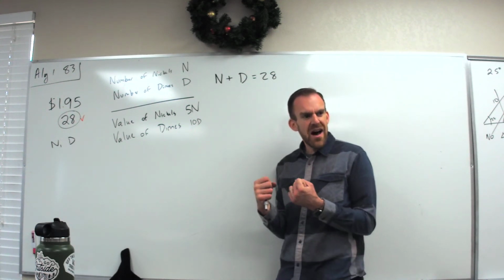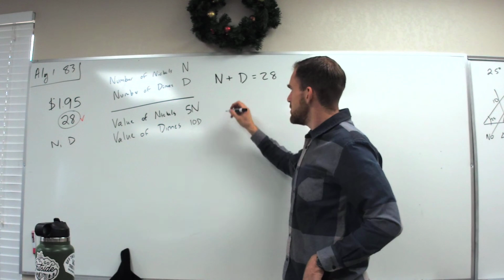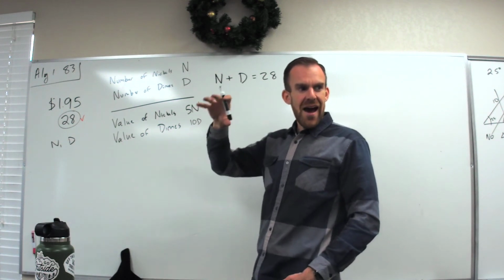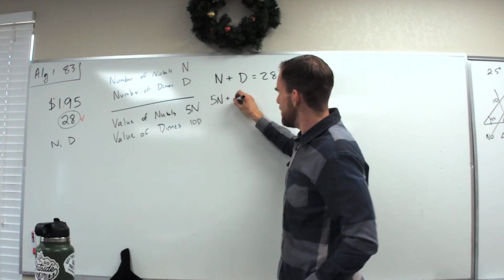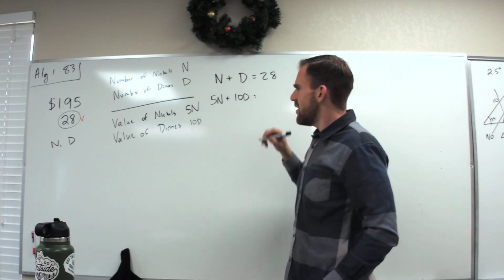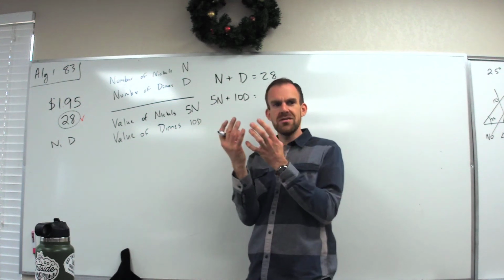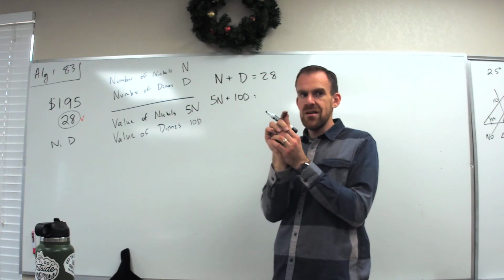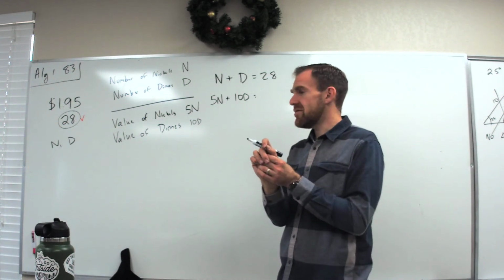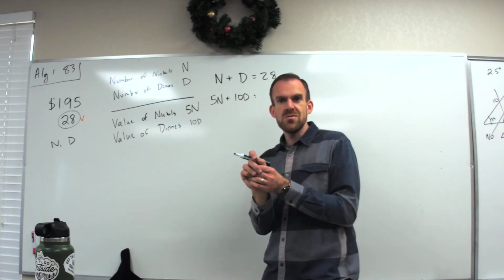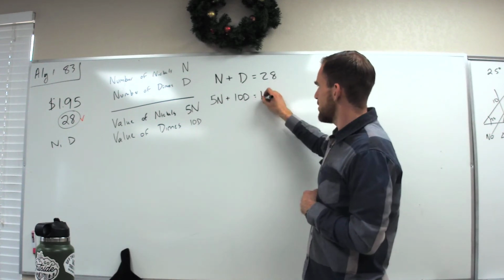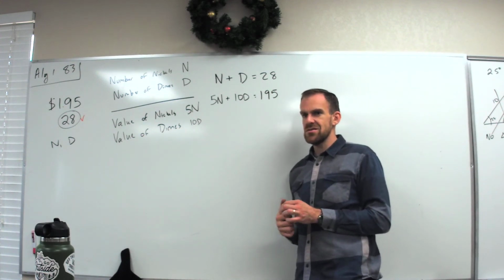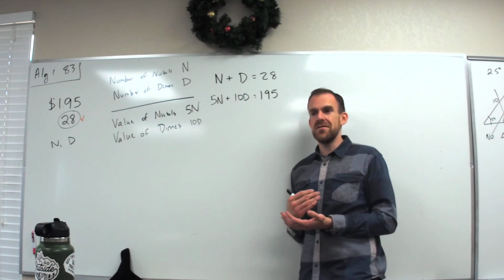So if I take the value of nickels, how much they're worth, 5n, and I add that to the value of dimes, 10d, that gives me the total amount that everything is worth, which is, now watch this, this is tricky, not 1.95. It is worth 195, because we're talking about cents, so you always have to do it in cents. So instead of $1.95, it would be 195 cents.